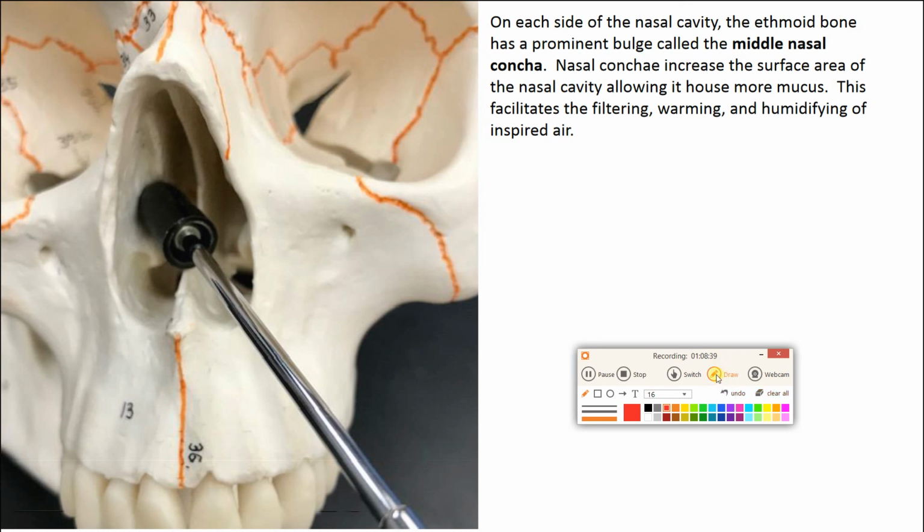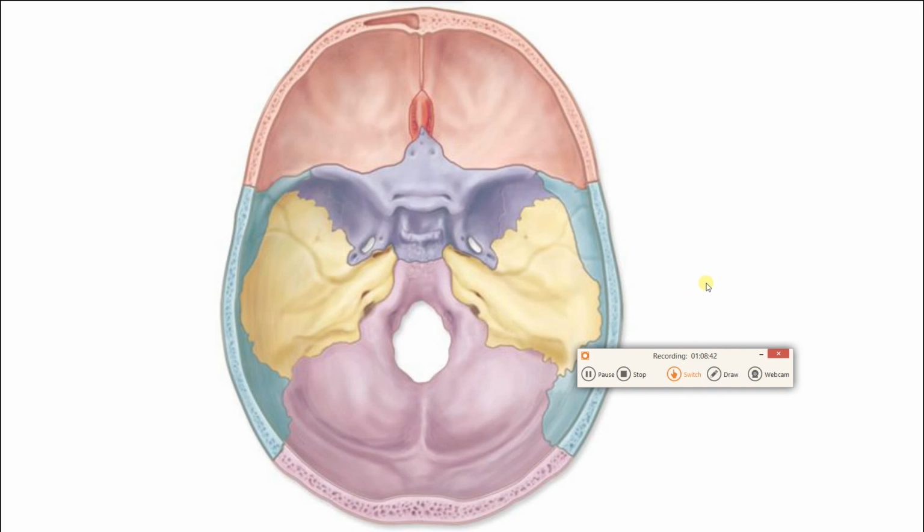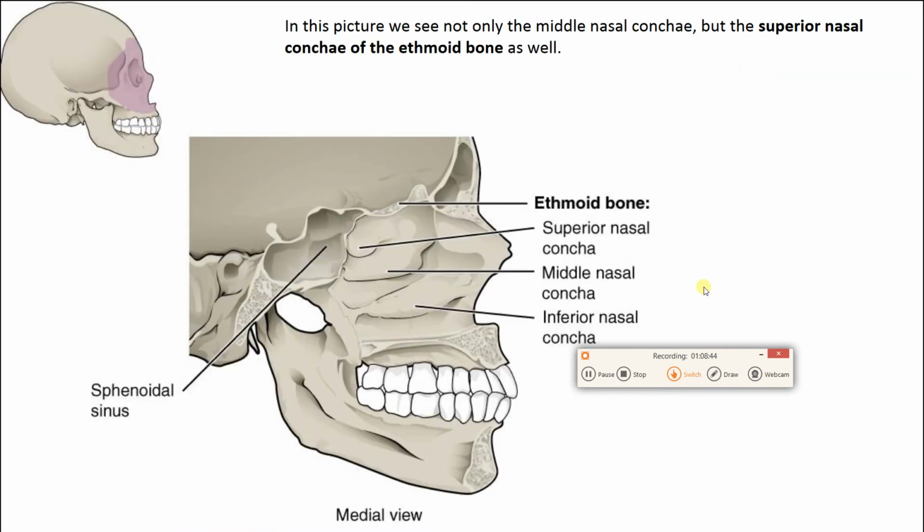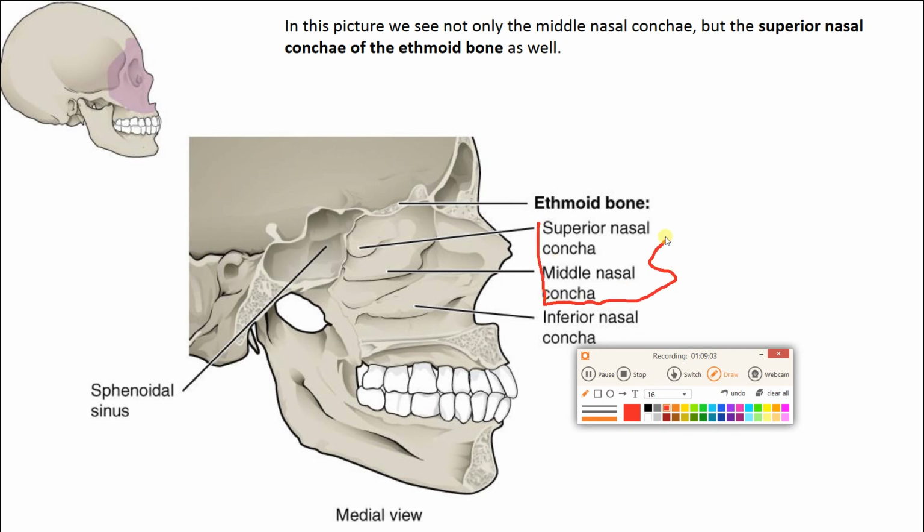I just wanted to check something out here. I wanted to jump over here as well because we have all three conchae in this view. Superior, middle nasal conchae right there. The superior and middle nasal conchae belong to your ethmoid bone. And then the one on the bottom here is your inferior nasal concha. He is a bone unto himself. So we can see all three conchae here. Top two belong to the ethmoid bone. Bottom one is a bone unto itself.